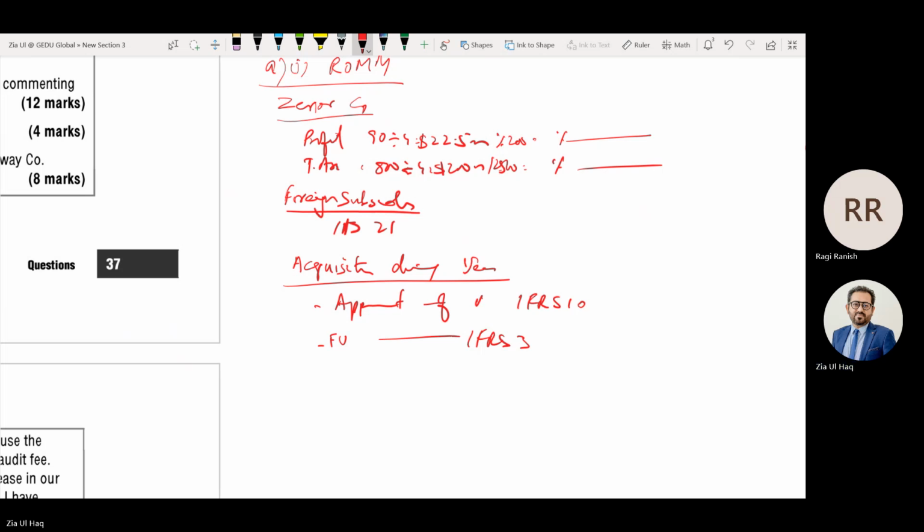Can we discuss contingent consideration? No, there is no information about it. Do we need to discuss impairment of goodwill? So there is no information about goodwill. Or if you want, you can discuss, for IAS 36 impairment.